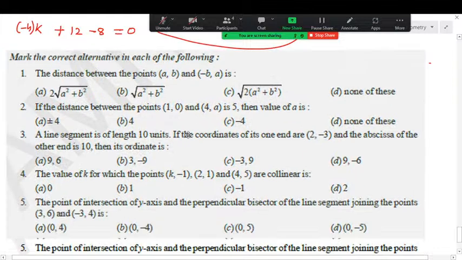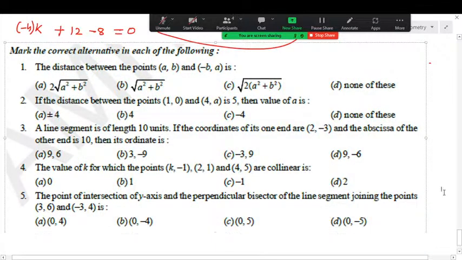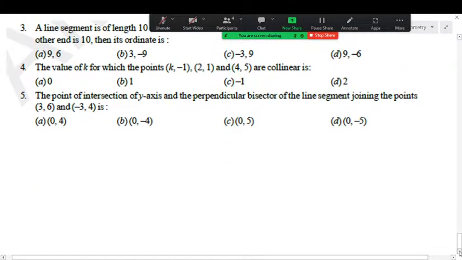Okay, find the answer for the fifth question. If you solved up to four, now I want you to solve this last one. Okay.